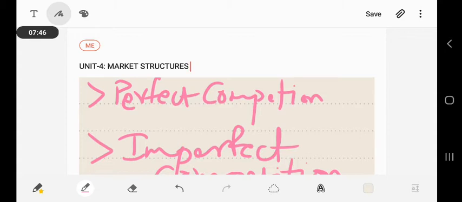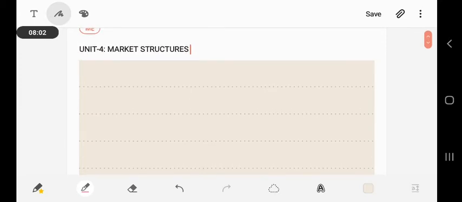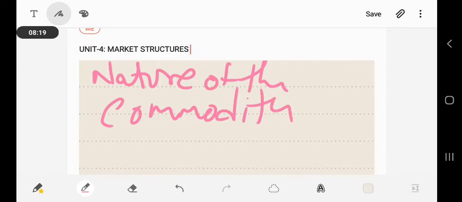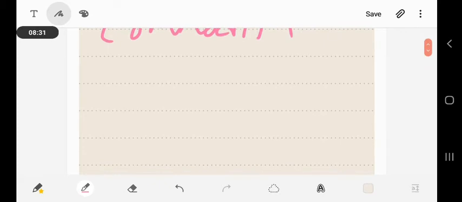The nature of the commodity determines the market structure. The commodity may be either homogeneous or identical, or heterogeneous or differentiated. The classification of market structures is based on the nature of the commodity. So, whatever the commodity may be, its nature will determine in which market it is placed. The other factors are the number of buyers and sellers, few sellers, large buyers, or mutual interdependence of sellers.